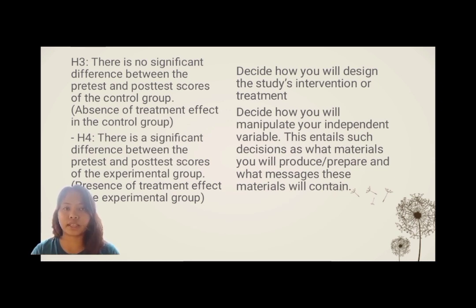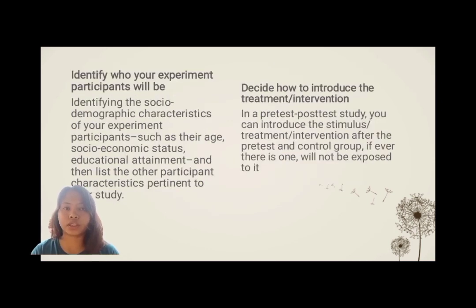Decide how you will design the study intervention or treatment. Decide how you will manipulate your independent variable. This entails decisions such as what material you will produce and prepare, and what message this material will contain. Identify who your experiment participants will be. Identify the socio-demographic characteristics of your experiment participants, such as their age, socio-economic status, and vocational attainment, and then list the other participant characteristics pertaining to your study.